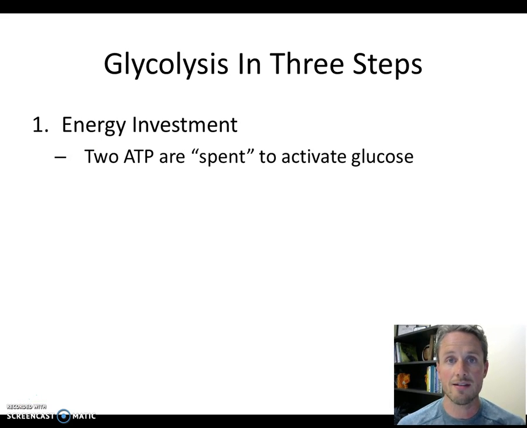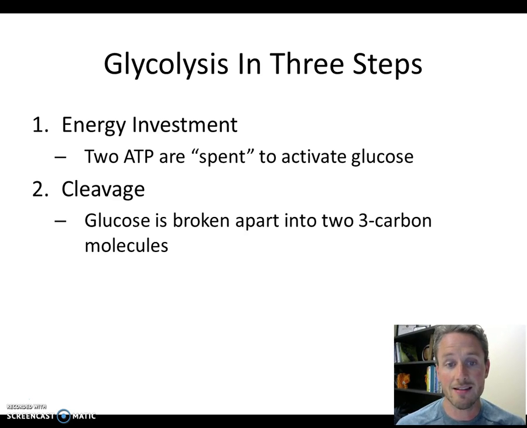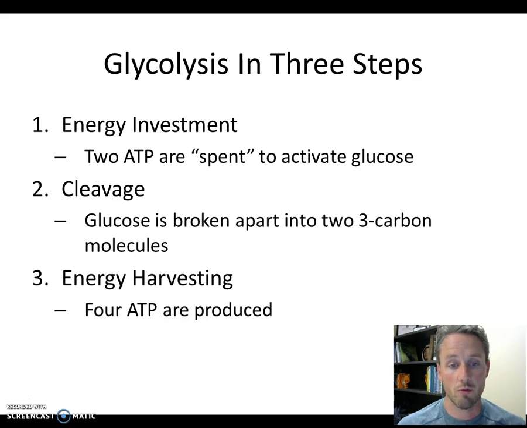Again, glycolysis is going to occur in 3 major steps. The first one is energy investment. The main thing we're going to pay attention to there is that we're going to spend 2 ATP molecules to sort of activate our glucose. That will make it participate in the following chemical reactions more readily. Again, the second step is cleavage, where we're going to break our glucose molecule apart into 2 3-carbon molecules. And then the last step, 3, is energy harvesting, where we're going to produce some energy. We're going to produce 4 ATP molecules.